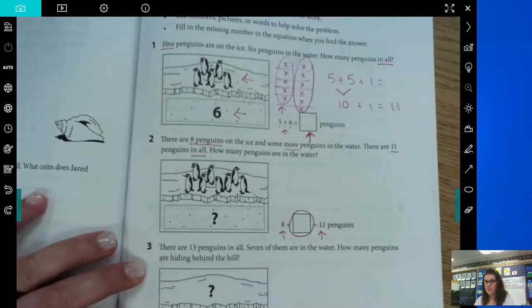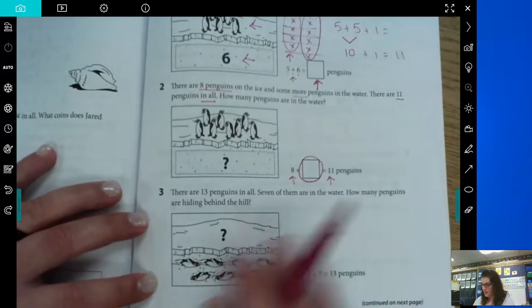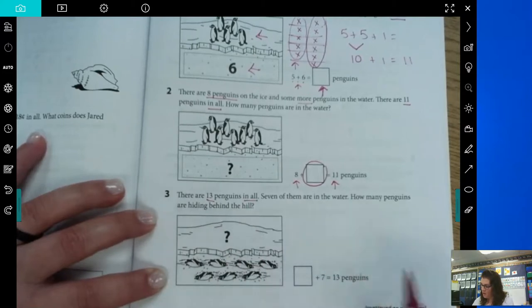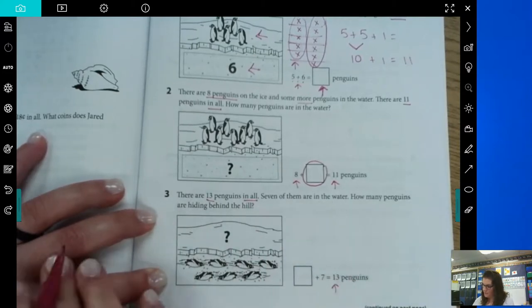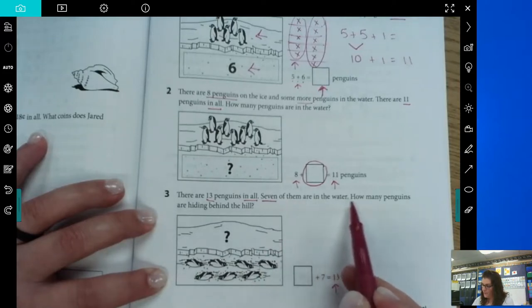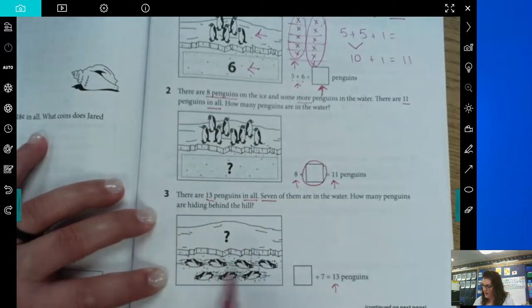All right, if you're back with me, that tells me you're done with number 2. Moving on to number 3. Number 3 says, there are 13 penguins in all. That means total. 7 of them are in the water. How many penguins are hiding behind the hill?